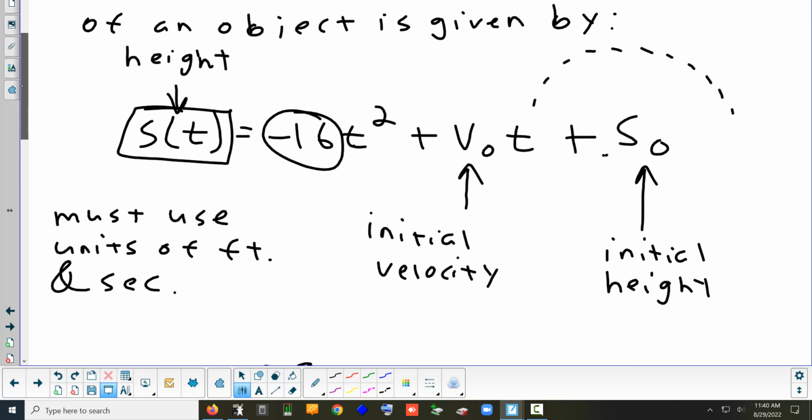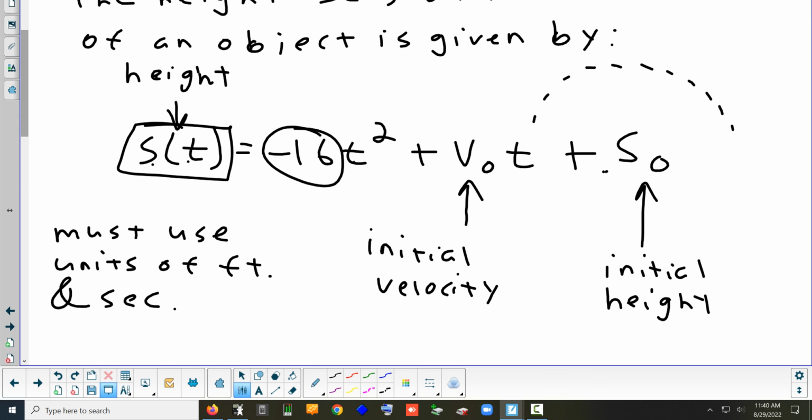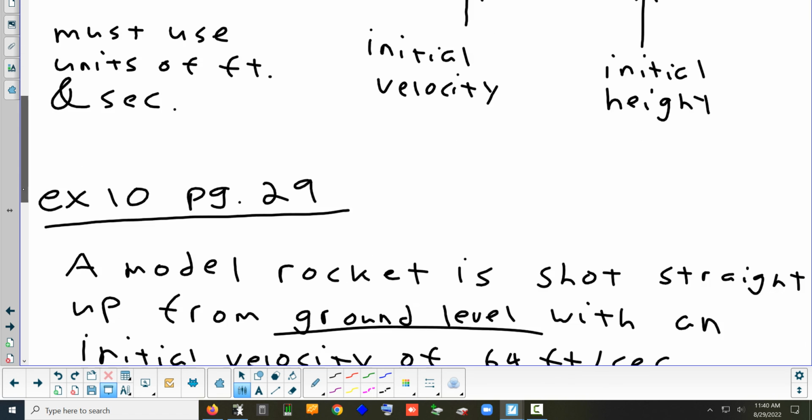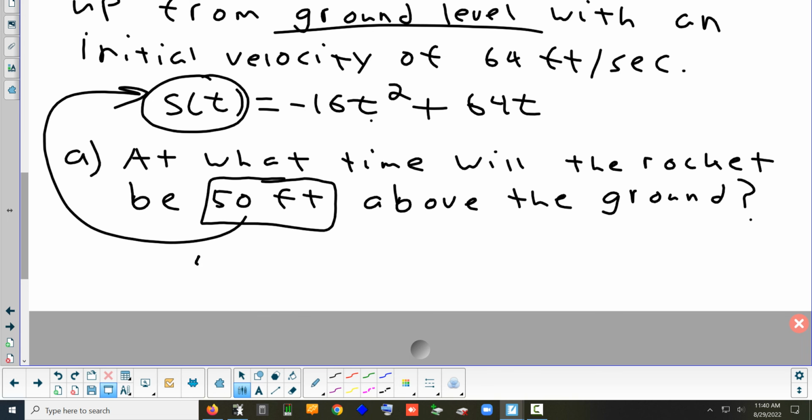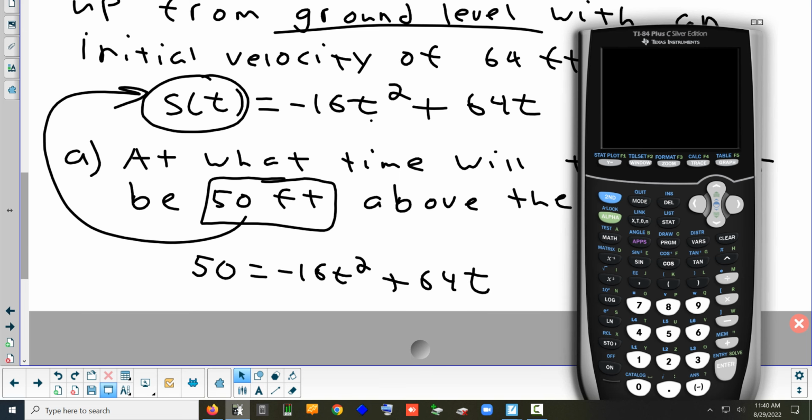Remember, S of t is the height. So we're going to replace this with 50. So we're going to have 50 equals negative 16t squared plus 64t. Now, I absolutely could solve that with the quadratic formula. Get it equal to 0 and plug in a, b, and c to the quadratic formula.